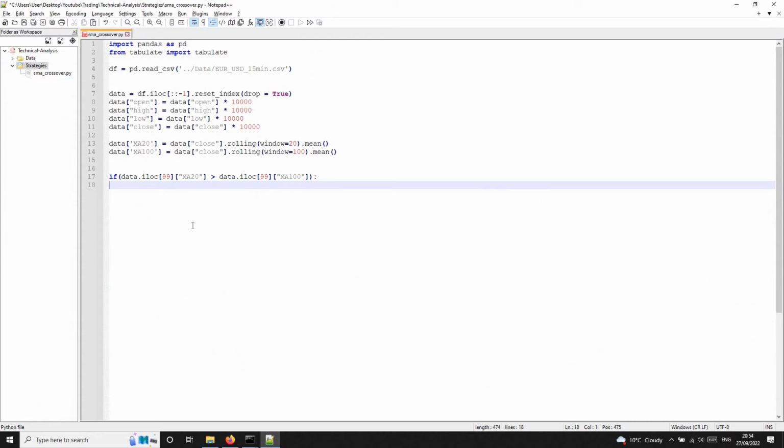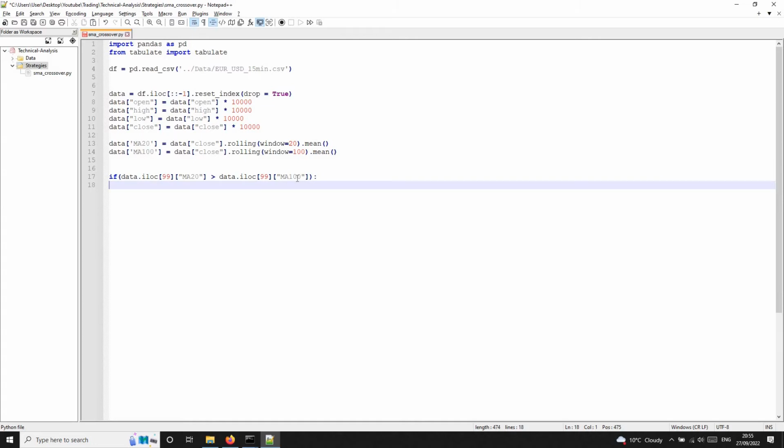So that's what I'm doing. I'm checking, because we have taken the moving average 400 and this data frame starts from 0, that is the reason I have given 99. We know that by the 99th position it has calculated the moving average for both MA20 and MA100. Then only we can start our analysis.